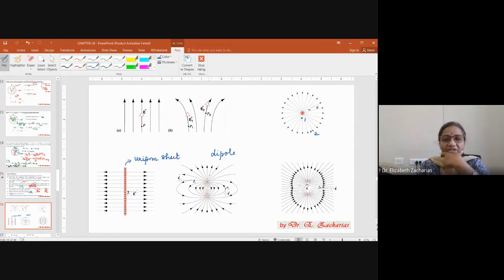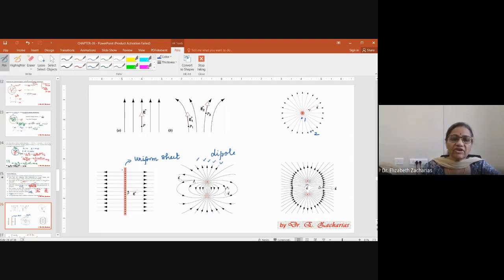But then here there are some lines which are not ending on a negative charge. What does that mean? Does it mean that they are stopping in air? Where are they going? They are going till they find their negative, which may be at infinity. Similarly here, field lines suddenly are showing. It doesn't mean that they are abruptly starting here. They are coming from some negative source which may be at infinity.